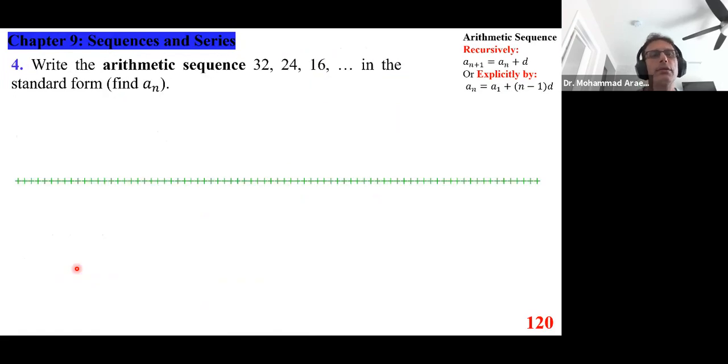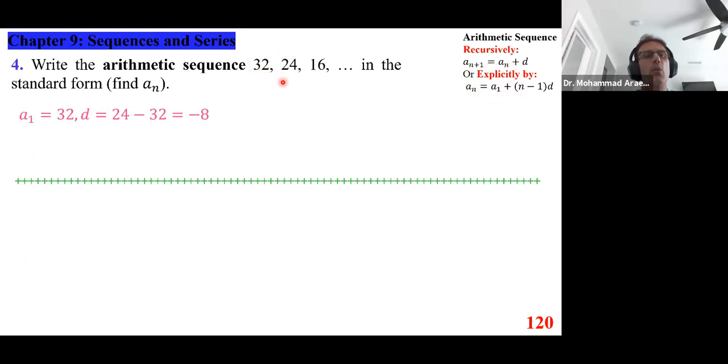We want to write the arithmetic sequence for this case in the standard form. In other words, you want to come up with a sub n. We've already discussed the arithmetic sequence in the recursive form, and a sub n is a sub 1 plus n minus 1 times d. Therefore, you need to know what's a sub 1, which is 32. And what is d? 24 minus 32. And you want to check with 16 minus 24, making sure they are identical.